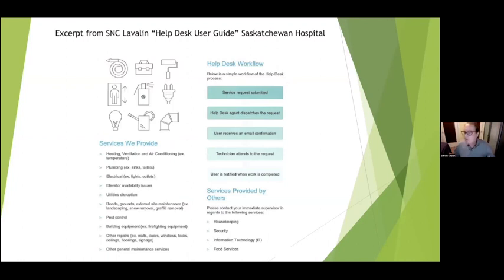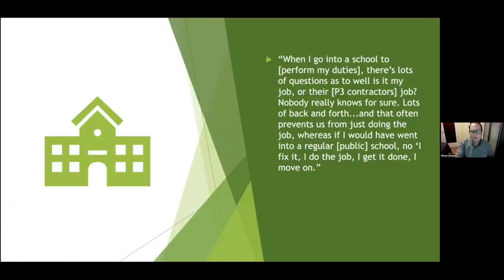And obviously the P3 contractor has an economic incentive to try and minimize what it's ultimately responsible for fixing and replacing. And what we gathered from my interviews is that this was just a huge waste of misdirected time and energy for public sector workers. So this is how one worker described one instance.